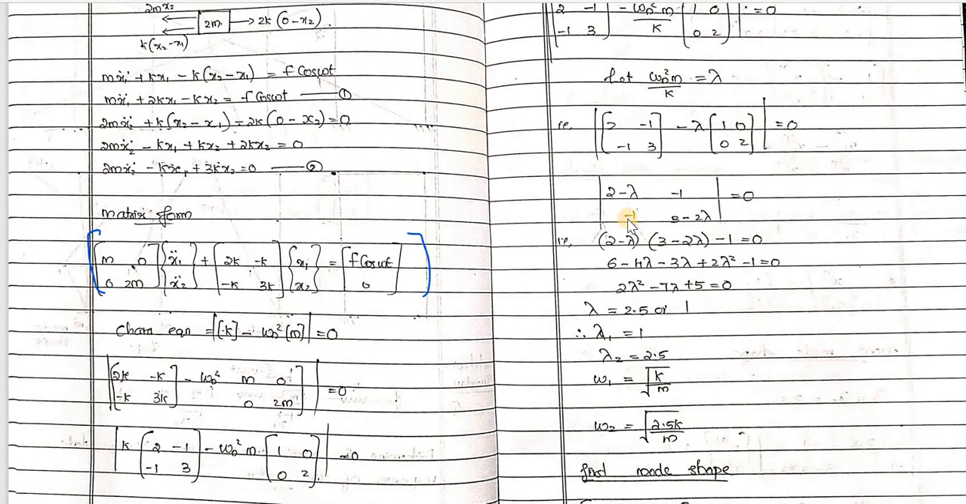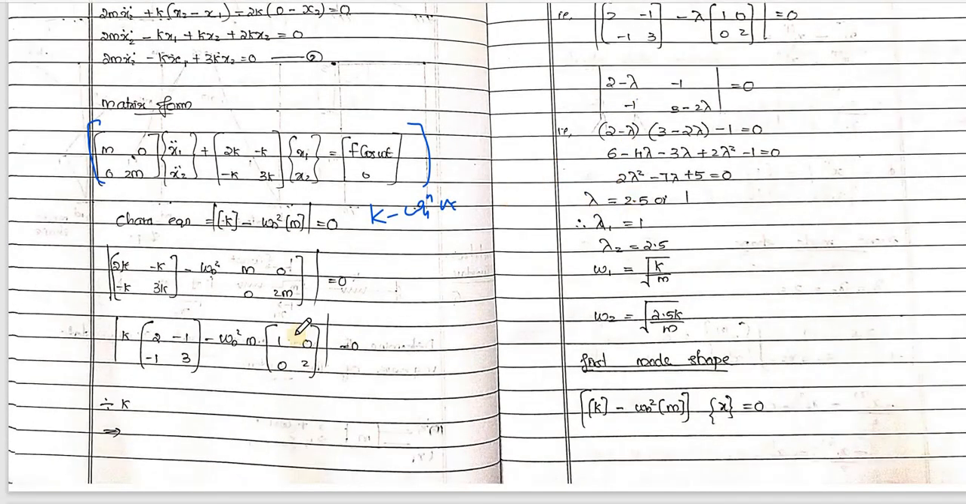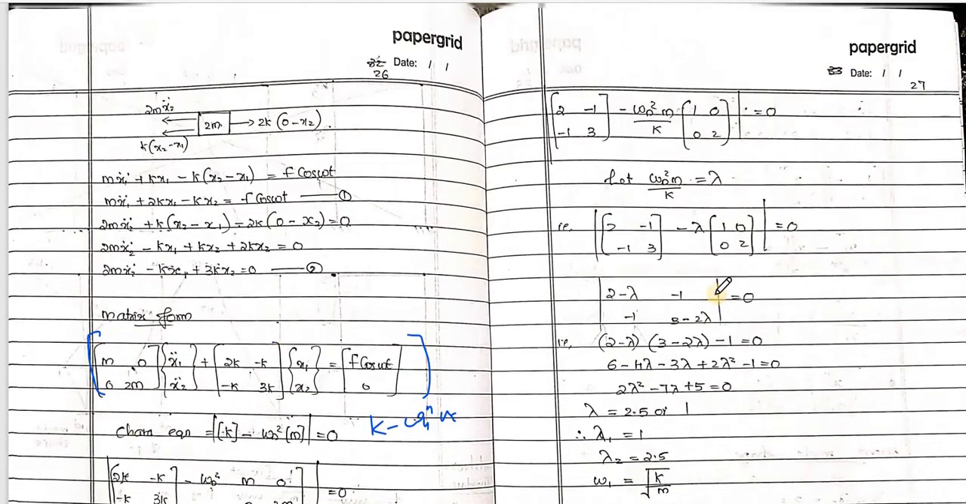Now I have the characteristic equation: k minus omega square into m is equal to 0. In this, I am just substituting the values of k and m, so I can take the determinant. Here I am just dividing by k. In different methods I can solve this; I am just making it simple. So I will be getting an equation like this: 2 minus 3 minus 3 minus omega square m by k into 1 0 0 0 2 is equal to 0.